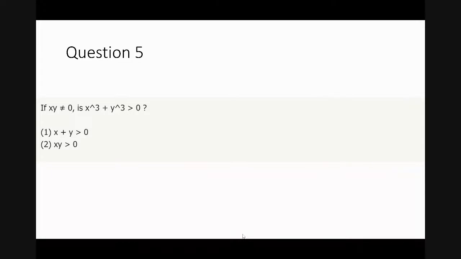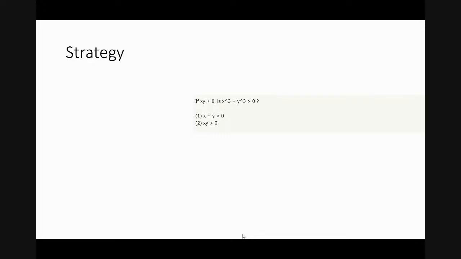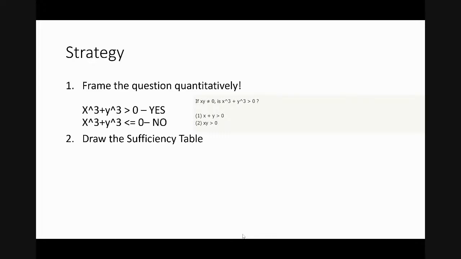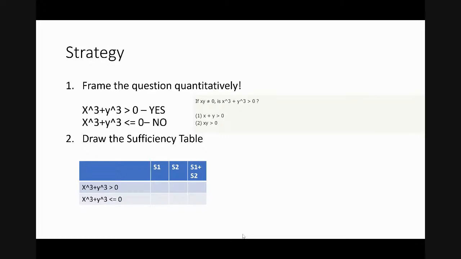So the two statements are: x plus y greater than 0. The second one is xy greater than 0. So let's jump into it. Again, it's a yes no question. I'm going to draw the sufficiency table again. The first statement says x plus y greater than 0, right?